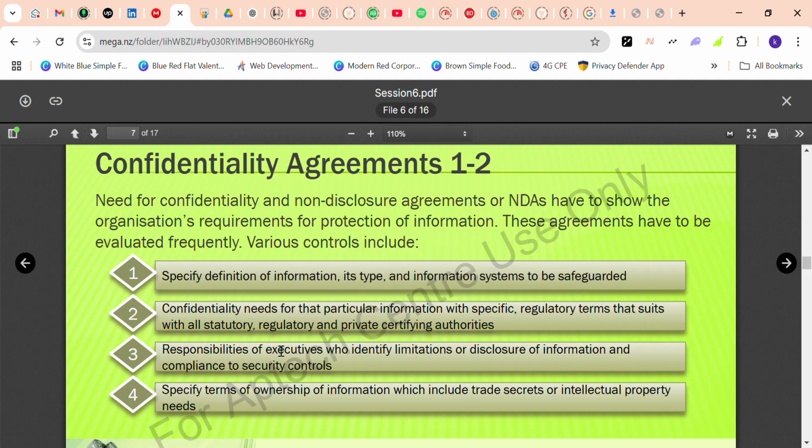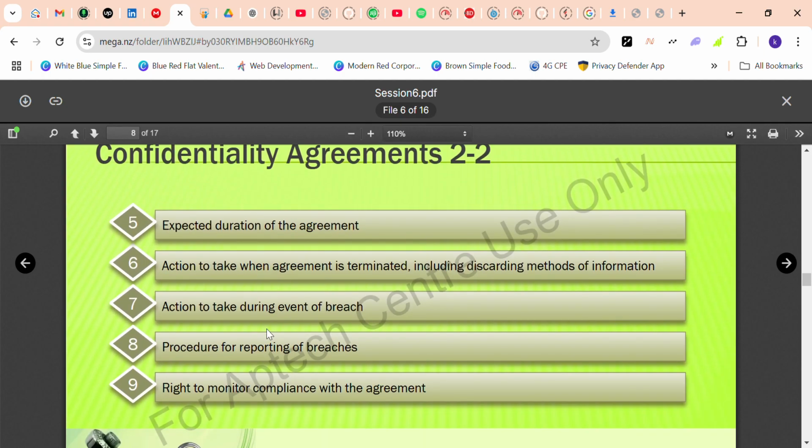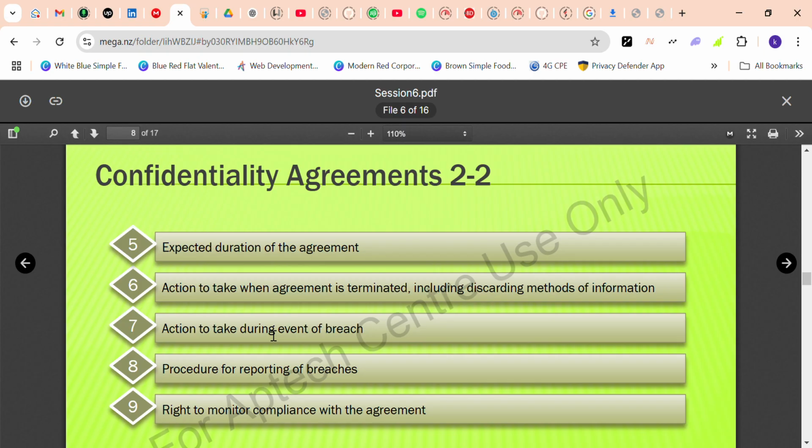And then the responsibilities of executives who identify limitation or disclosure of information and compliance to security controls. This also has to be put in place. And then specified terms of ownership of information, which include trade secrets or intellectual property needs. This also has to be put in place. So let's talk about confidentiality; we are still talking about the confidentiality agreement. Number five, the expected duration of the agreement, and the action to take when the agreement is terminated, including the method of discarding information.